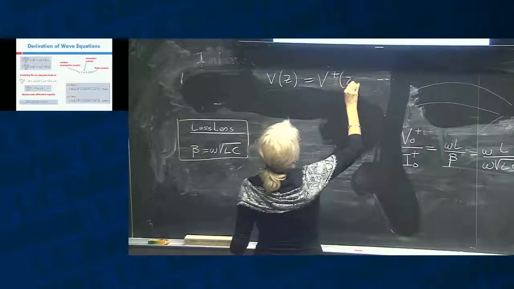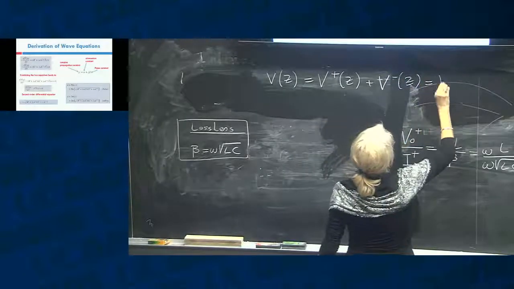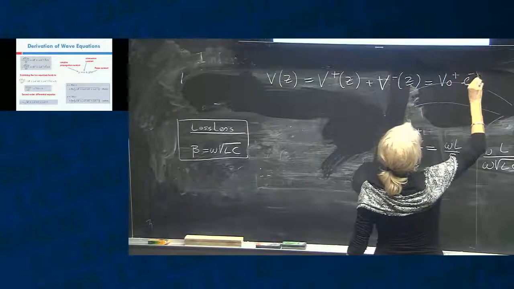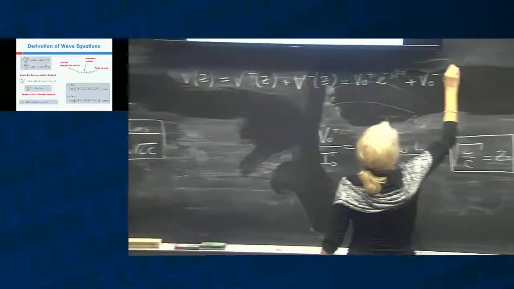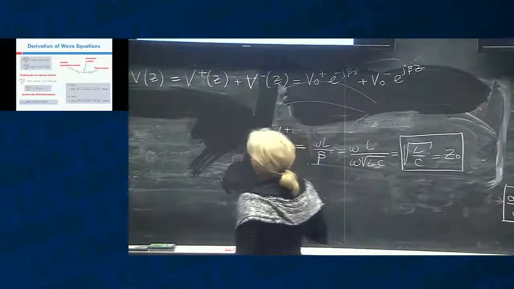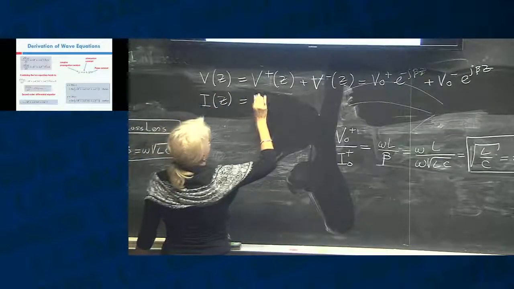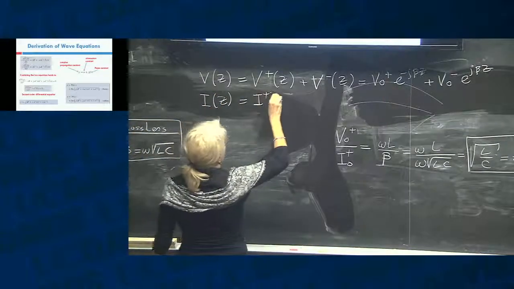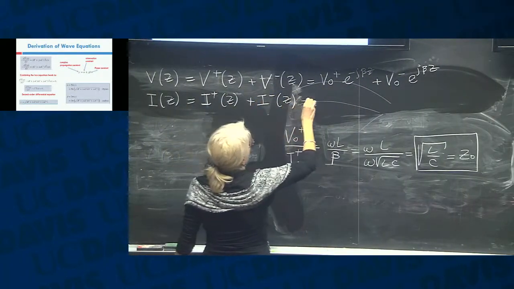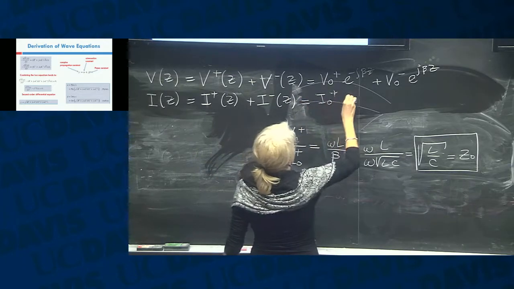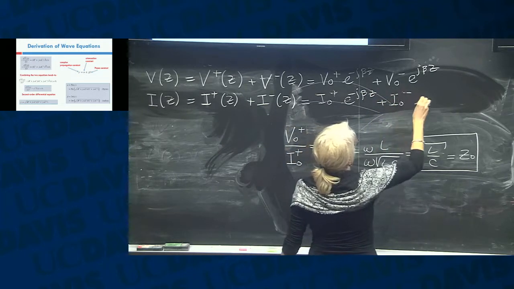V of Z, V plus of Z, V minus of Z, or if you like, V naught plus e to the minus j beta Z, V naught minus e to the j beta Z. Okay? Then I of Z equals I plus, I minus: I naught plus e to the minus j beta Z, I naught minus e to the j beta Z.